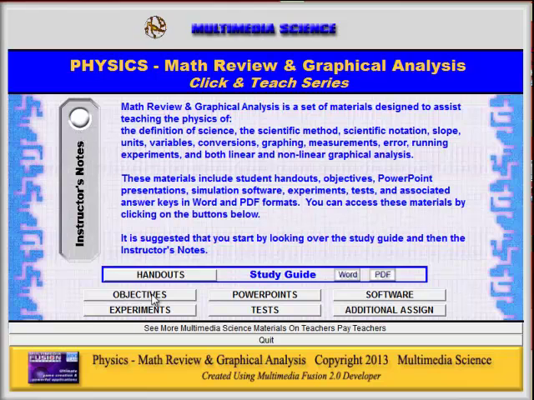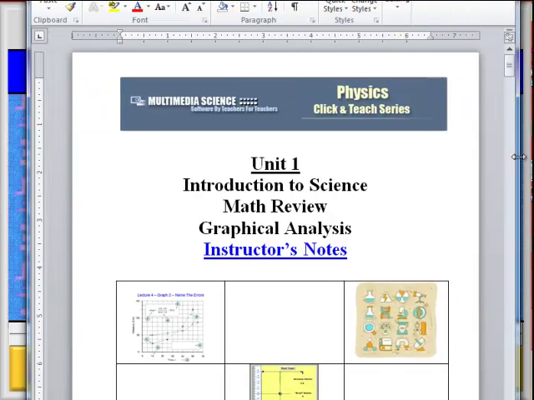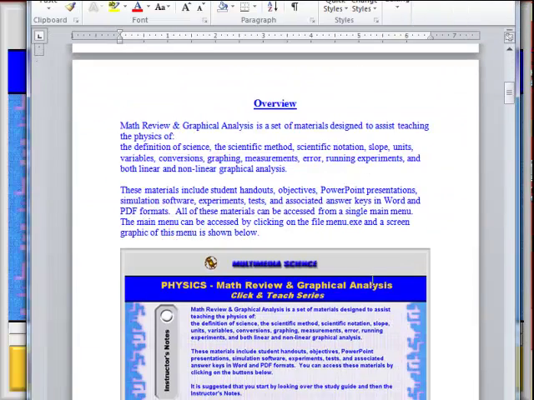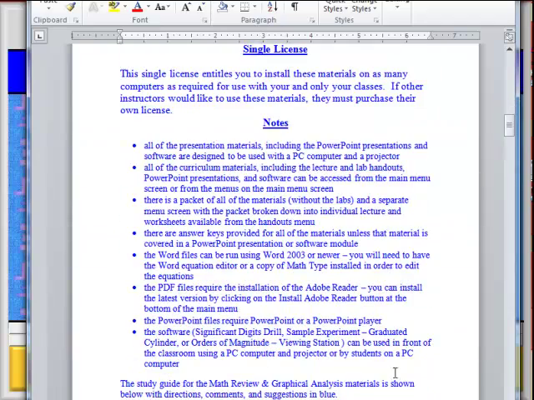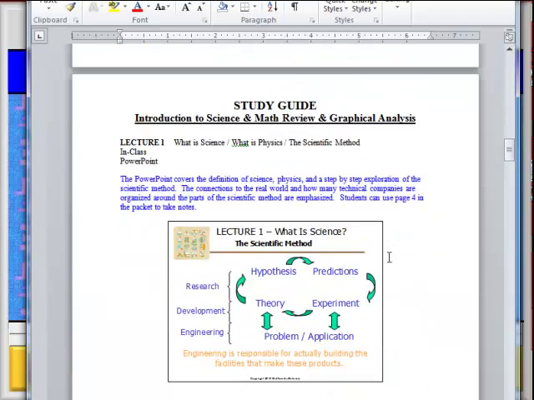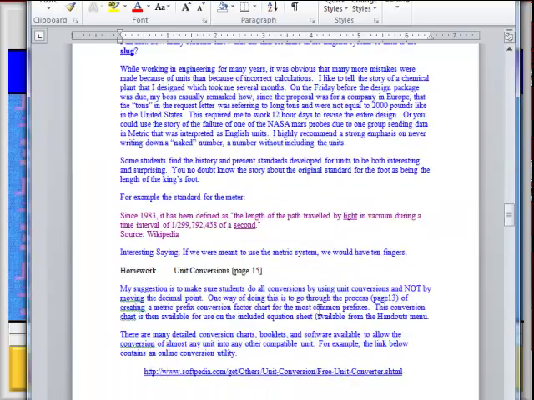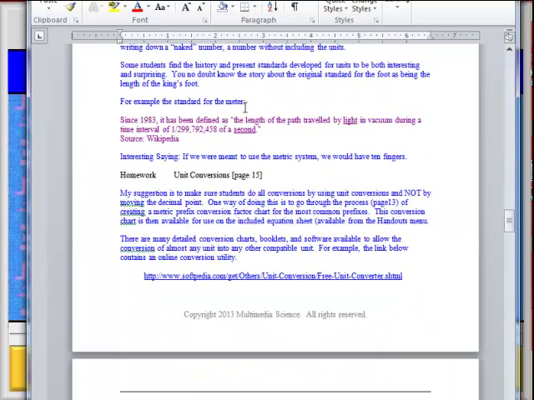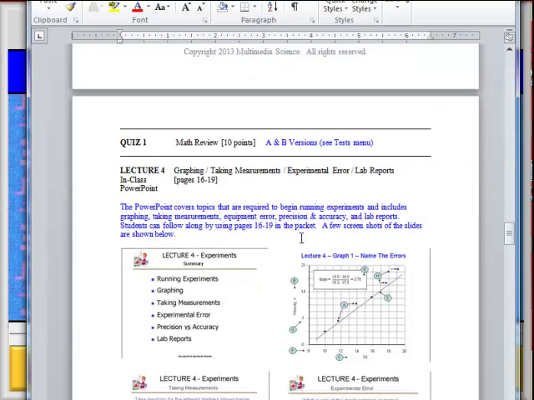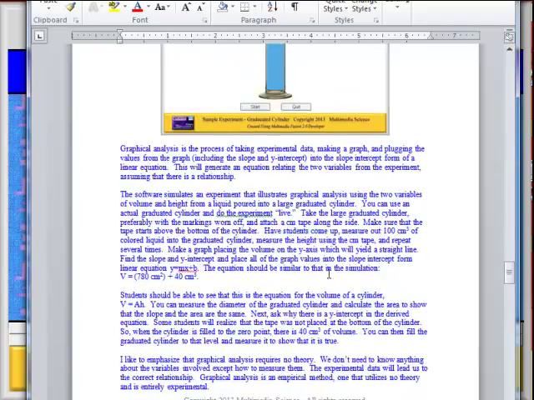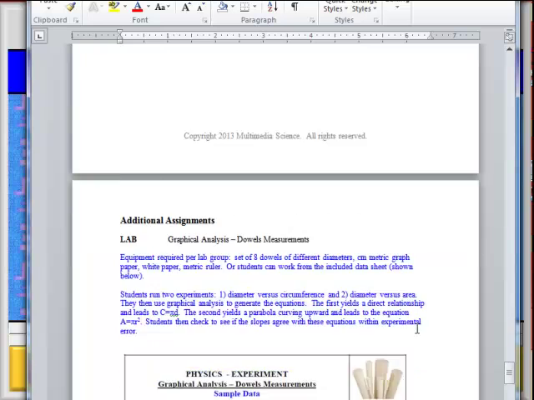There's a set of instructor notes, and this goes through a description of the screens, some ideas on what the best way is to use all the materials, step by step, with some extra information and ideas and URLs. So this should help you in using the materials in the best manner.